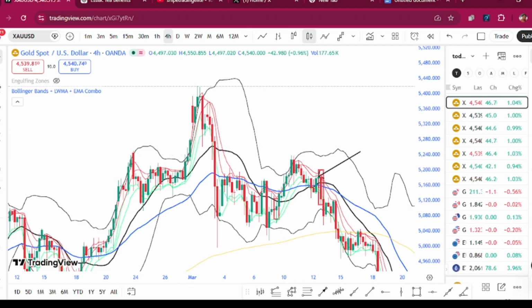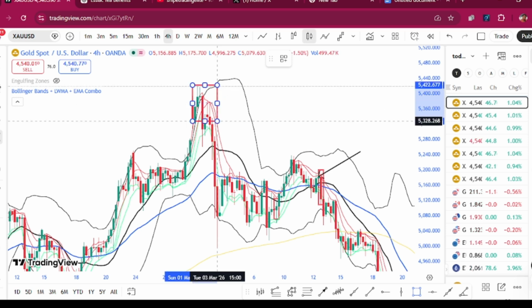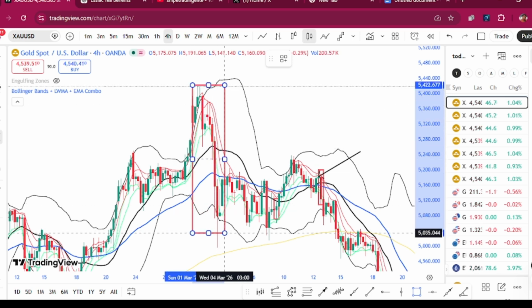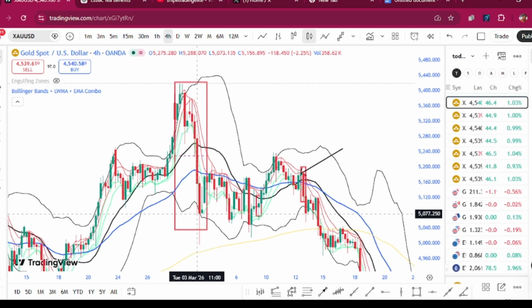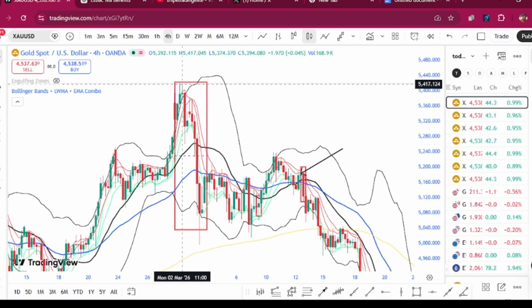middle BB. Let me draw it so that you get a picture of what is happening here. Broke the mid BB, the black one here, the middle one is my mid BB, broke the EMA 50 and also closed below the low BB. It broke all this. It reacted on all of them, not at the same time but at a stretch.